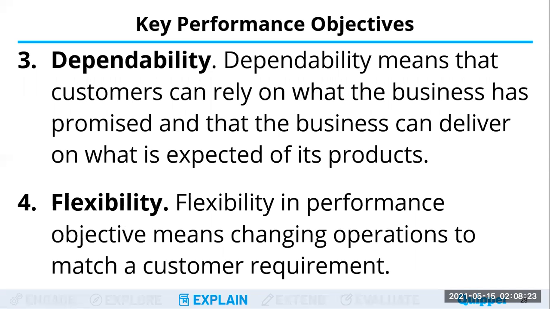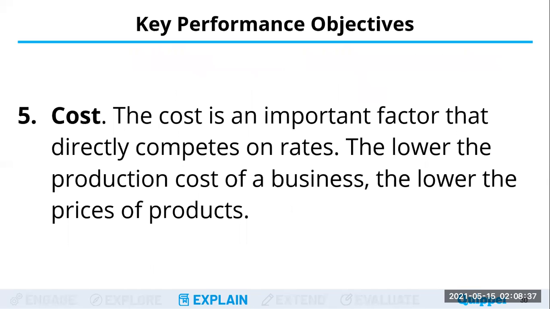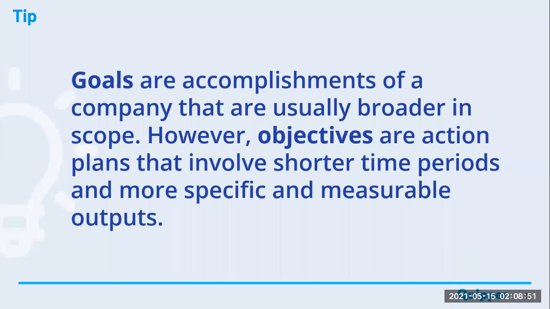Dependability means that the customer can rely on what the business has promised and that the business can deliver on what is expected of its products. Flexibility in performance objectives means changing operations to match a customer requirement. Cost is an important factor that directly competes on rates. The lower the production cost, the lower the prices of the products.